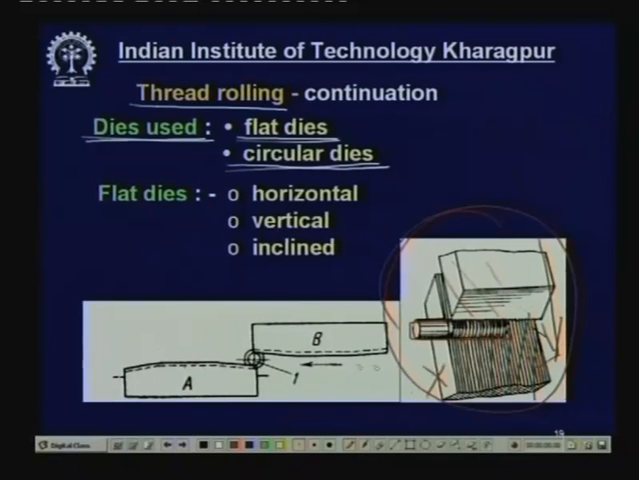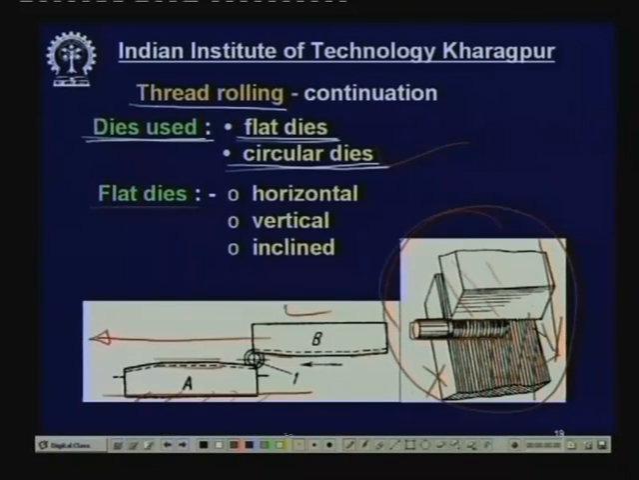Now, this is the bottom die, which remains fixed, and this is the top die which moves like this, and is slightly tapered so that it enters gradually and takes the full depth. Now, circular dies are also there, we shall discuss.